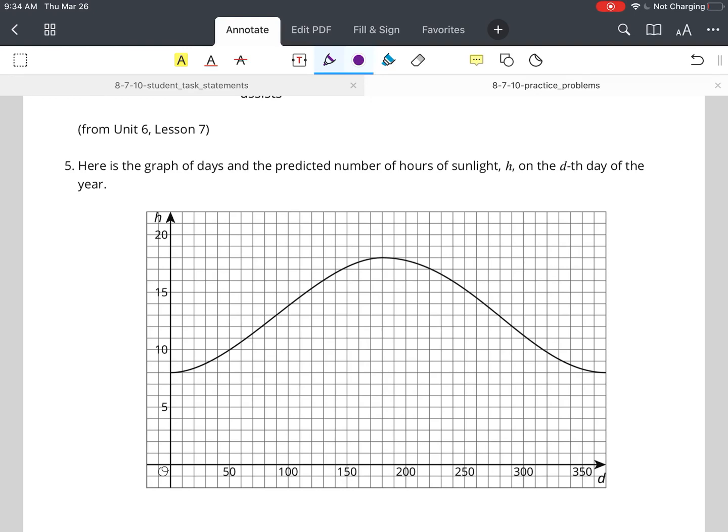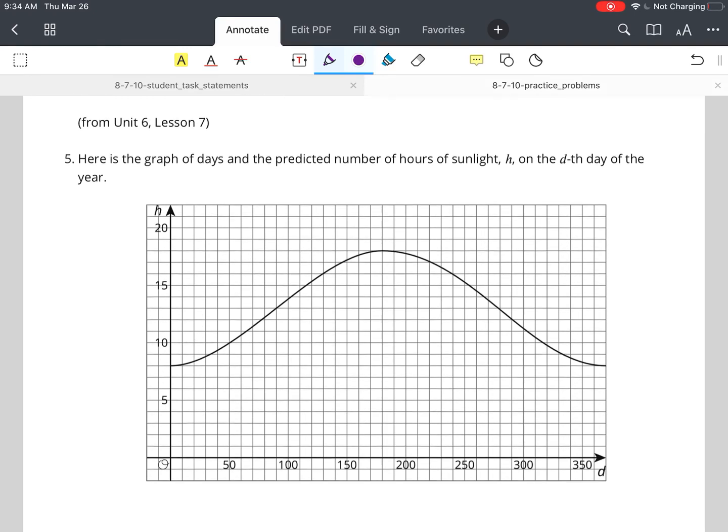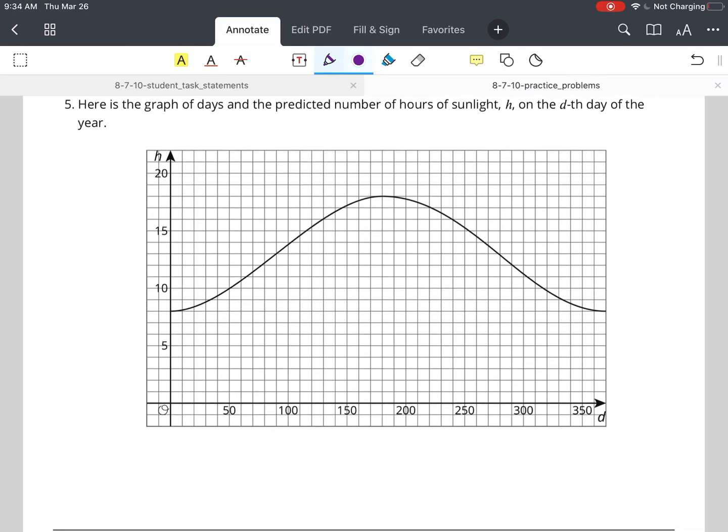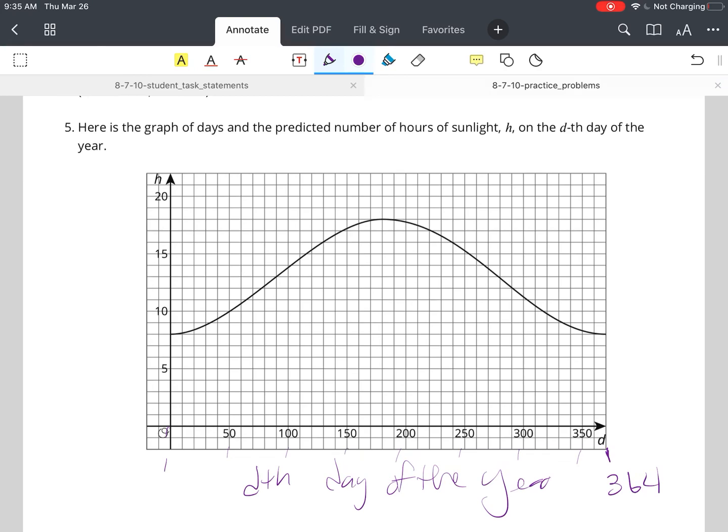So here's a graph of days and predicted number of hours of sunlight. So here's your first day of the year, 50th, 100th, 150, 200, 250, 300, 350th, and then guess what number this is? 364. And this is how many hours of sunlight. Each day there's 24 hours in a day, so it makes sense that the y-axis goes as high as 24.